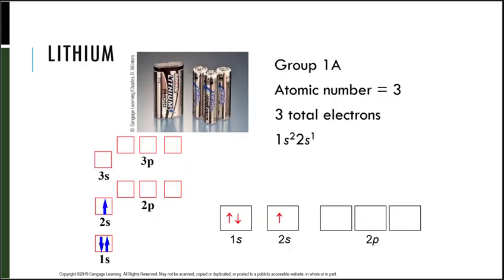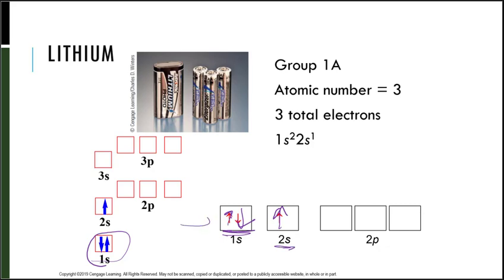Let's look at lithium. Put your finger on lithium on the periodic table. It is in the first column, the first group, in my second row, my second energy level. So we would fill up first my 1s, I would go up, down, and then there would be 1 electron in my 2s.